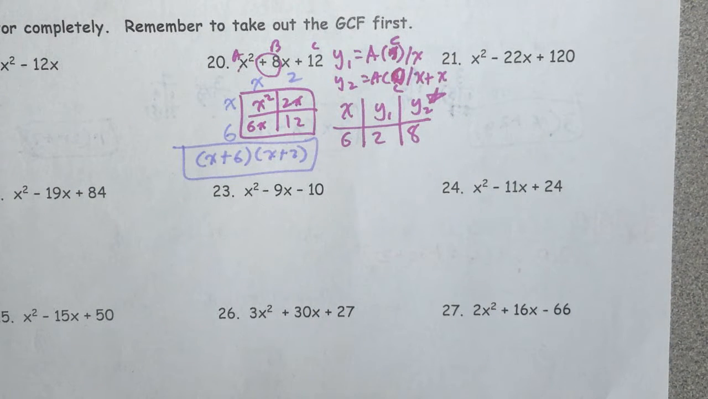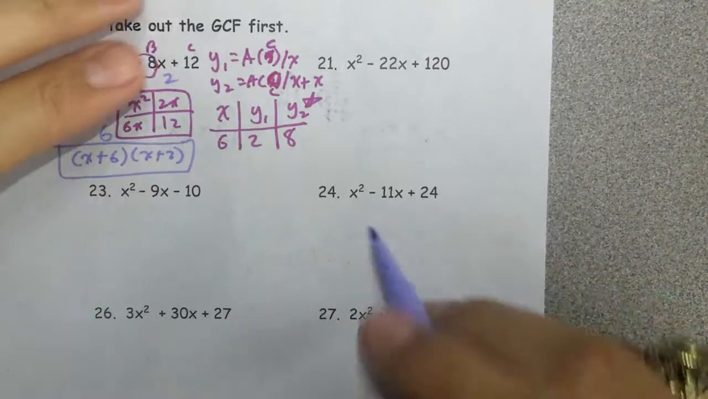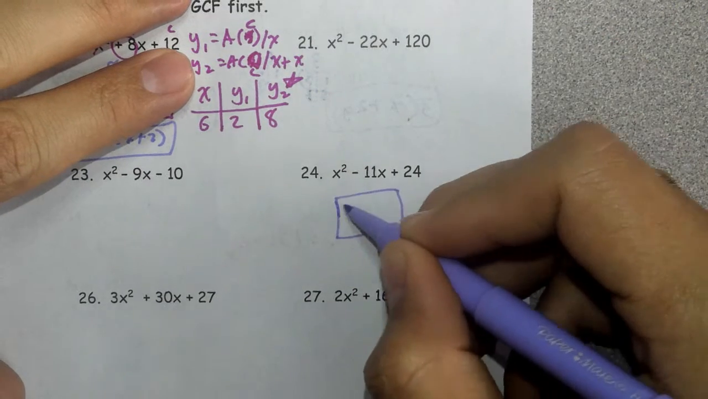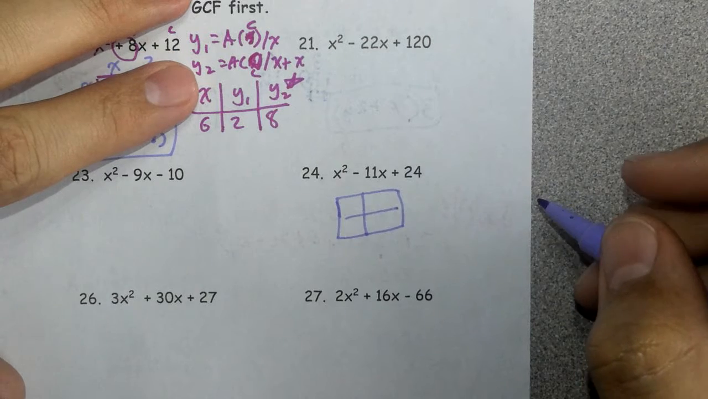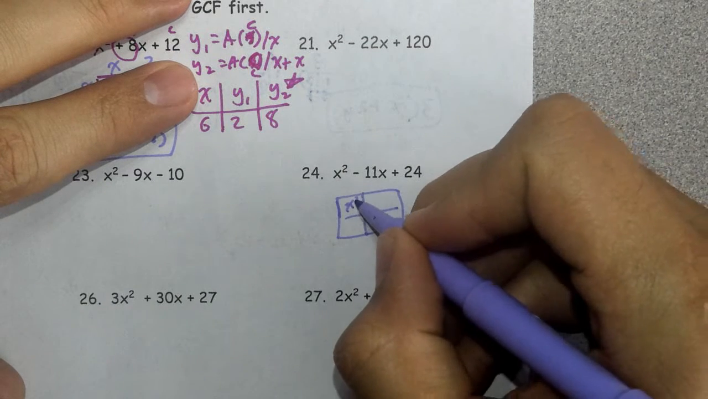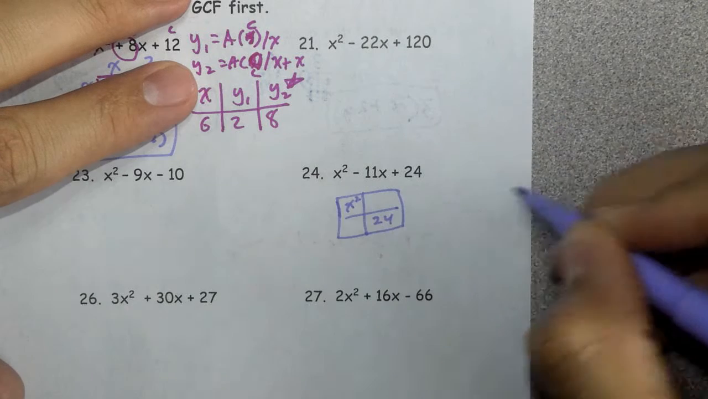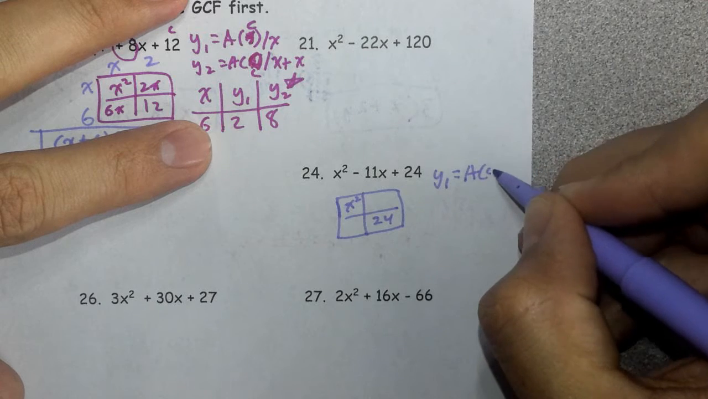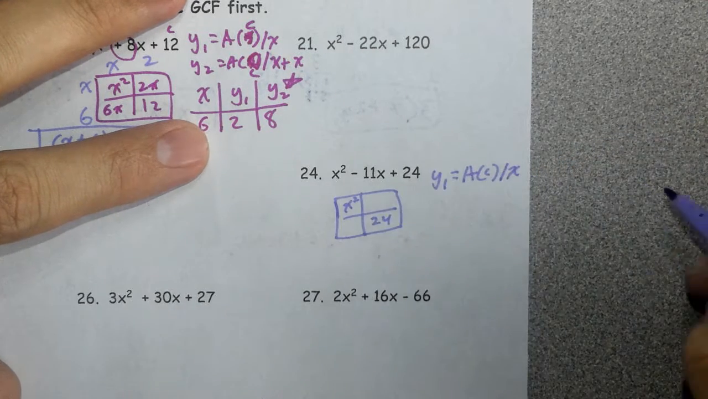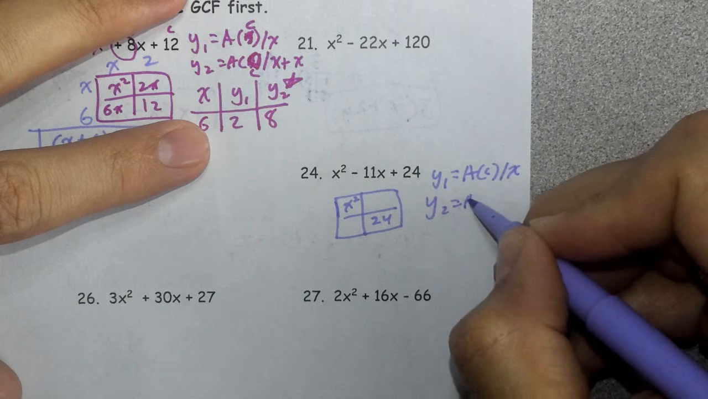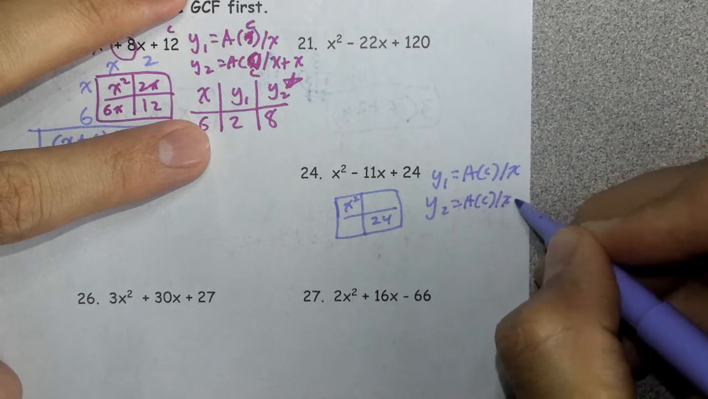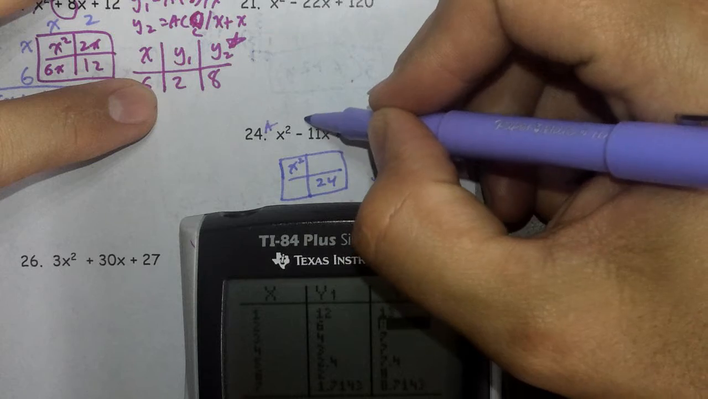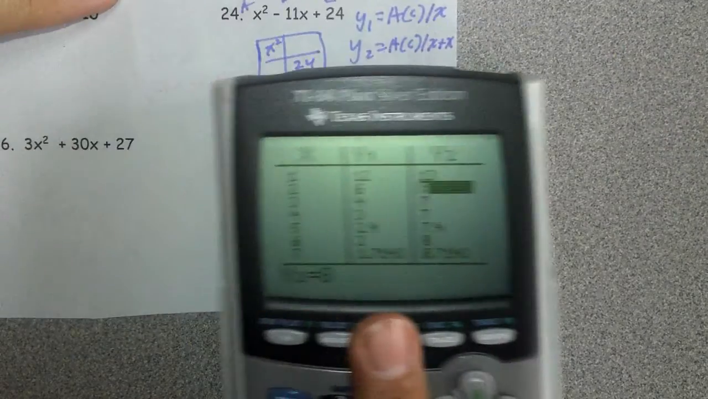Let's do one more. Let's look at 24. We can go ahead and draw out my box. Beautiful, perfect, symmetrical box right there. X squared goes here. My C goes here. In the calculator, again, in y1, I'm going to put A times C divided by X. In y2, I'm going to do A times C divided by X plus X. Let's see what it looks like in this situation. Remember, A's up here, B's here, and C's at the end.